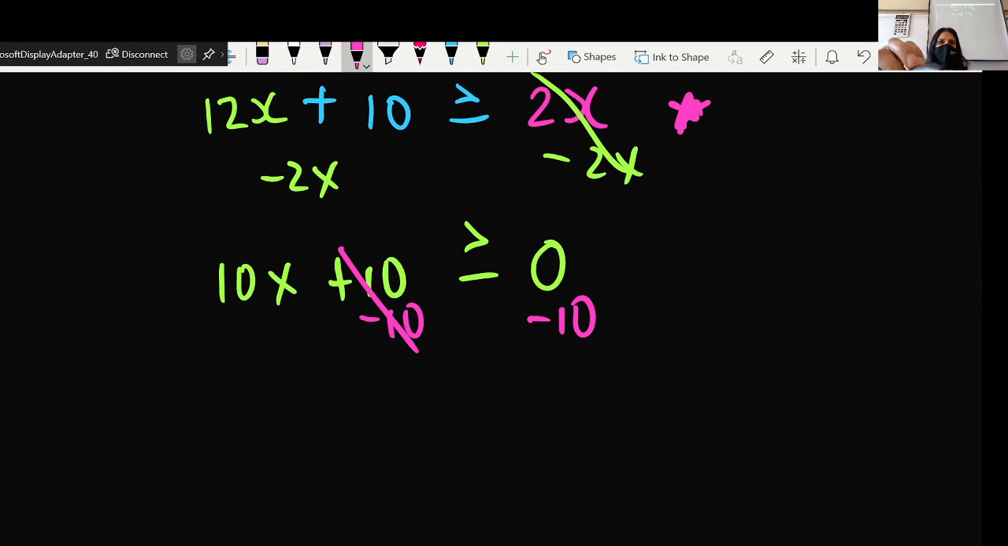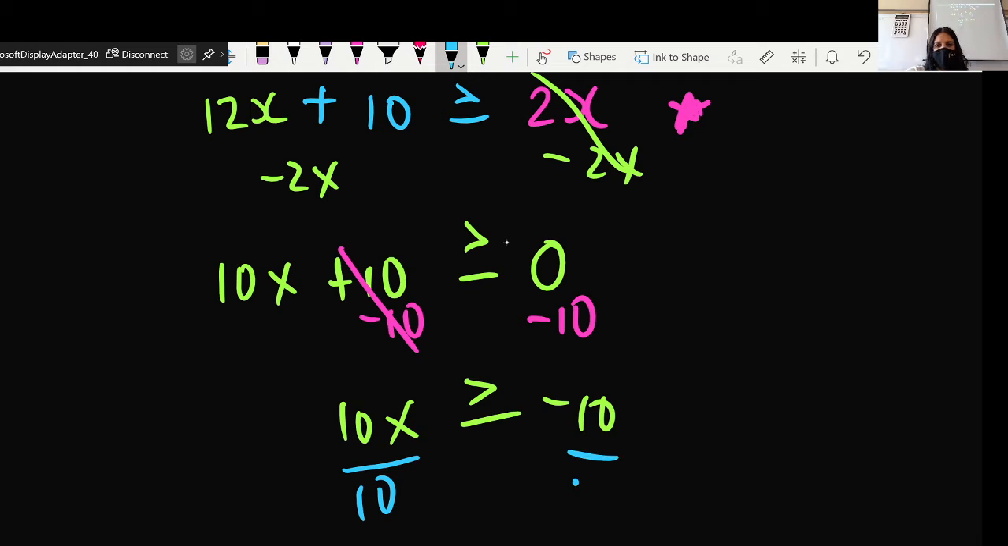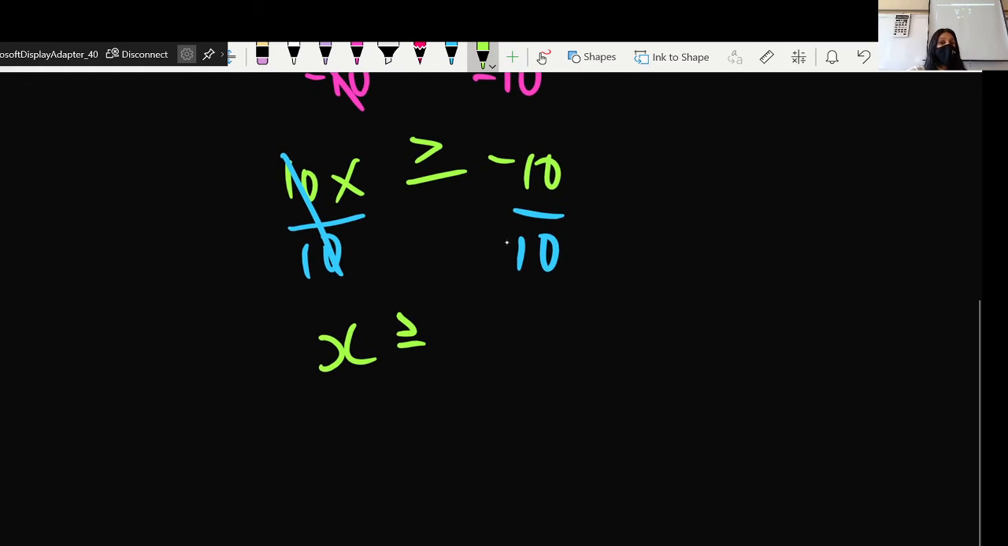And so that would be gone, which is why we did it. We get 10x ≥ -10. And what's my last move? Divide both sides by 10. When I divide both sides by 10, my x value is greater than or equal to negative 10 divided by 10? Negative 1. Everybody good with that?